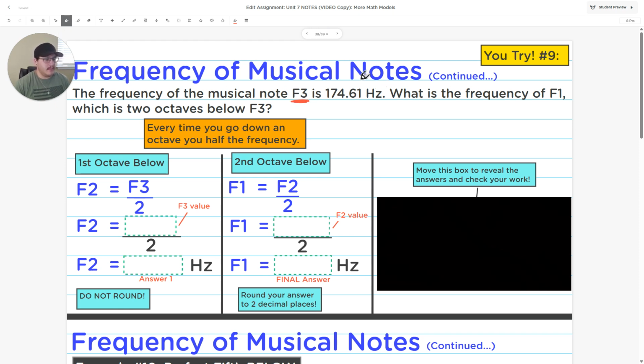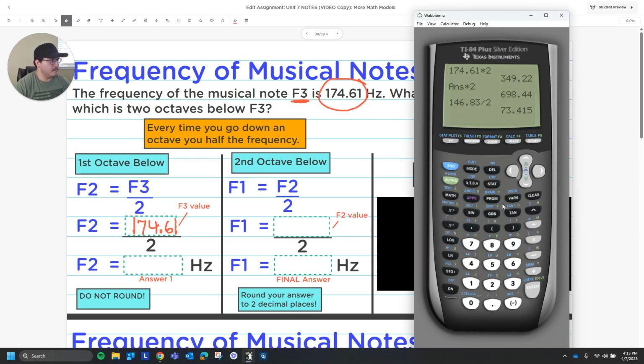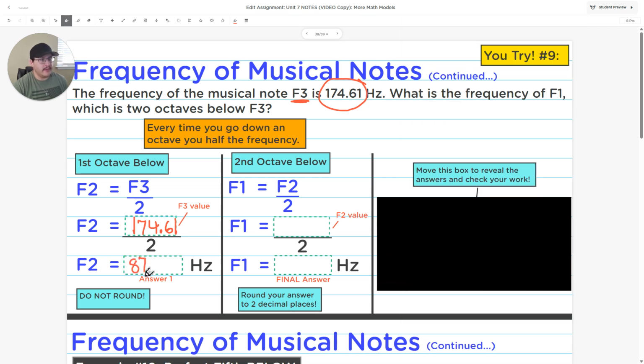Musical note F3 is 174.61 hertz. I want to get to F1. So first I need to get to F2. I need to divide this value by 2. 174.61 divided by 2, and I get 87.305. I'm not going to round here, just so I can get more accurate numbers.